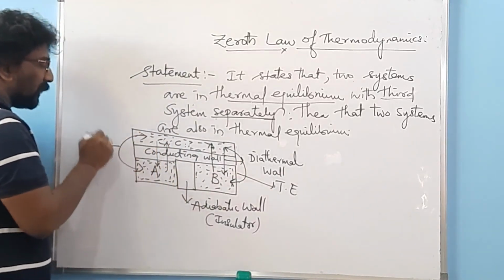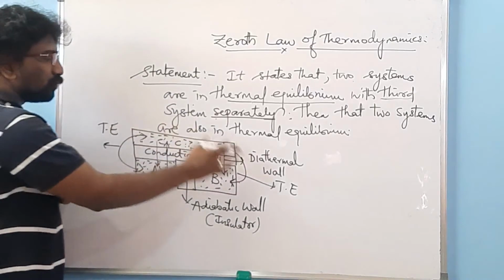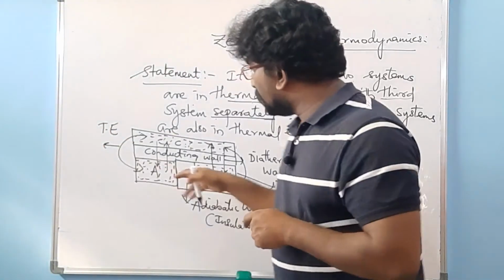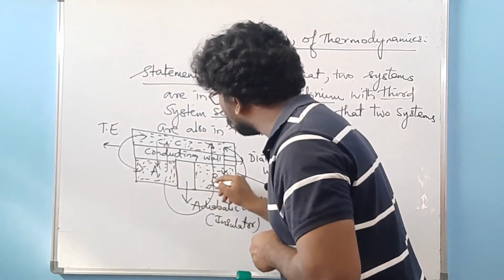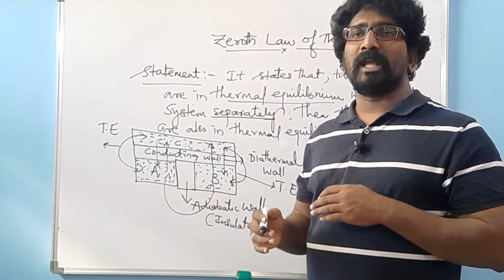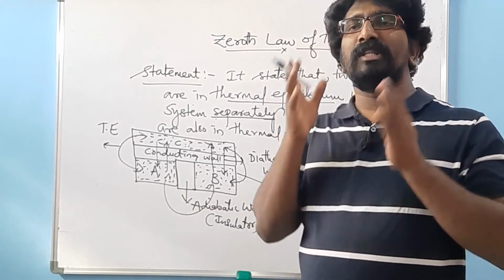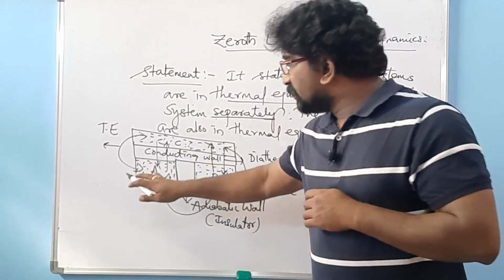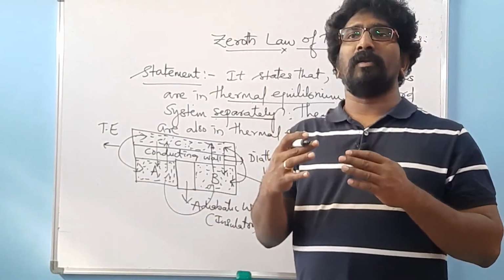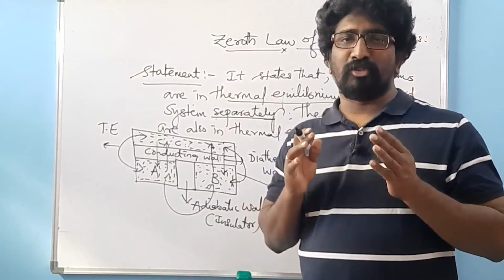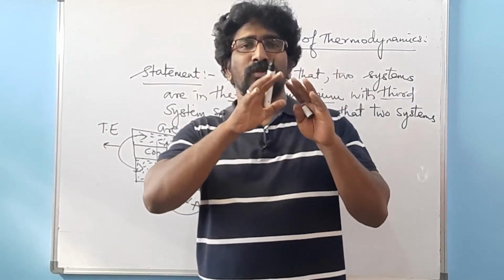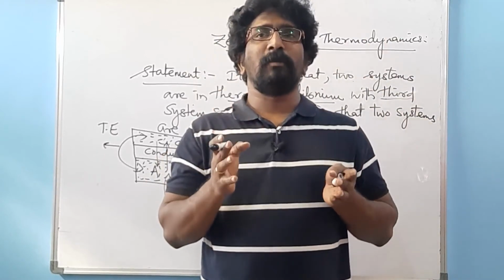into thermodynamic equilibrium. Whenever these two systems are in thermodynamic equilibrium, then automatically these two systems are also in thermodynamic equilibrium. Let me give one example of how these two systems, which are separated by an insulating or adiabatic wall, are in thermodynamic equilibrium with respect to temperature. I'll take an example of temperature. I'll show that three systems are in thermodynamic equilibrium with respect to temperature.